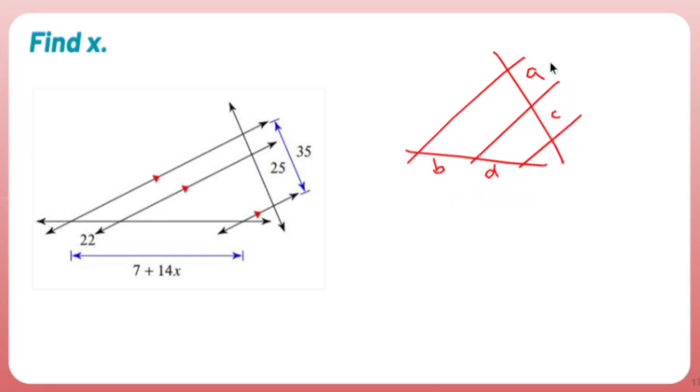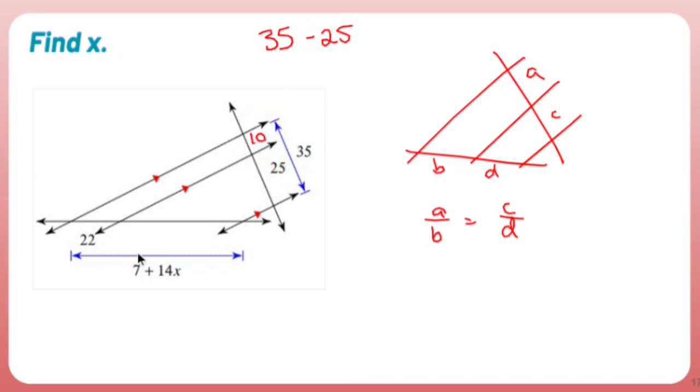call you D. If these three lines are parallel, then what we could do is set up a proportion A over B equals C over D. Now we have something very similar, but it's incomplete. See, I have 25 here. I don't have that chunk, so 25 would be C. I don't have A. Oh, but you know what I could do? I could do 35, this whole thing, minus 25, which is 10.